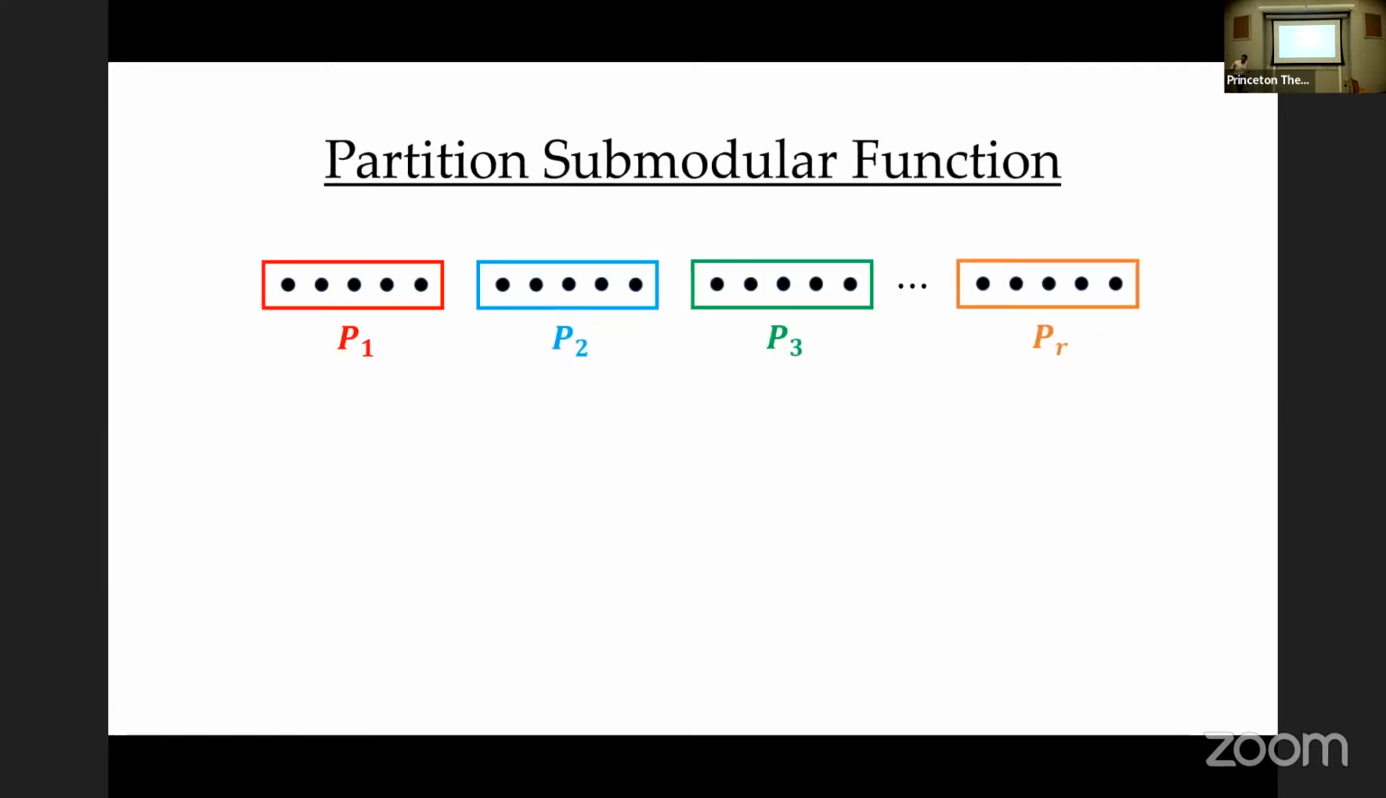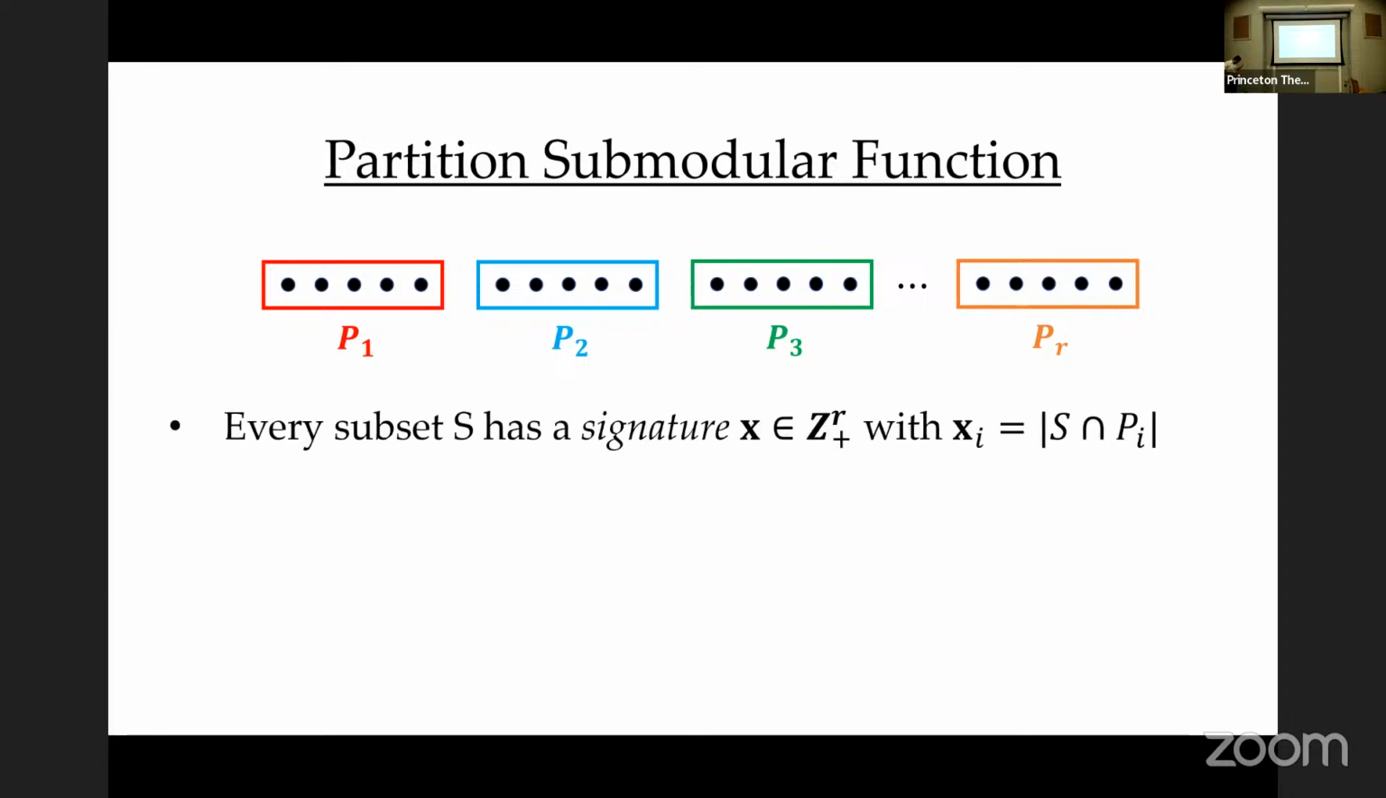So this is the game. I have a partition which is hidden. Now, given this partition, you can think of your submodular function as a special type, which we call partition submodular functions. Whenever you query a subset, any subset of 1 to n, these black dots, it has a signature, which is an R-dimensional integer vector, where x_i says how many elements from part i you picked.